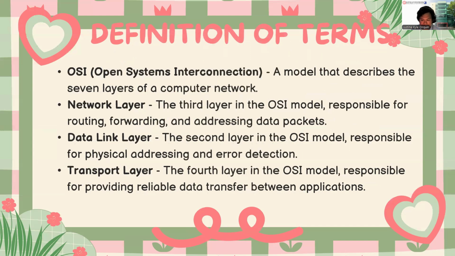Before we dive deeper, let's clarify some essential terms. First, OSI model or Open System Interconnection. It is a framework with 7 layers that standardizes network functions. Second, network layer. This is the third layer in the OSI model responsible for routing, forwarding, and addressing. Third, data link layer. Just below the network layer, it handles physical addressing and error detection. Fourth, transport layer. One level above, responsible for reliable data transfer between applications.